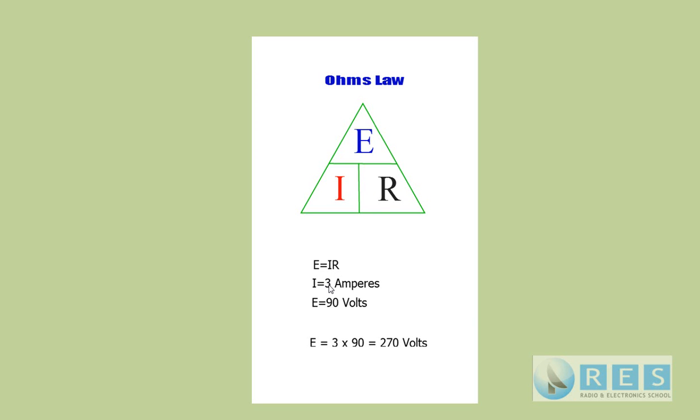So if we put our values in the equation then, E equals 3 amperes multiplied by 90 ohms, which is 270 volts. And now you've seen the three possible combinations and the degree of difficulty as far as the numbers are concerned of what you can expect in terms of Ohm's law calculations in your foundation assessment.